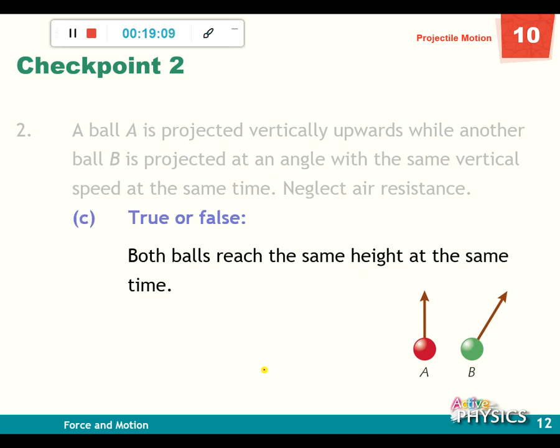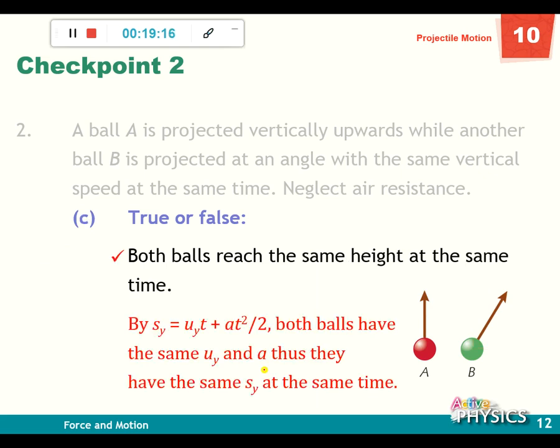Okay, here, both balls reach the same height, similar to the last explanation. This one, is it the same height?